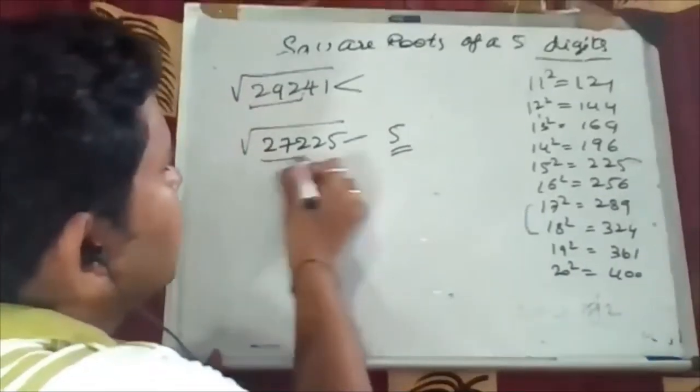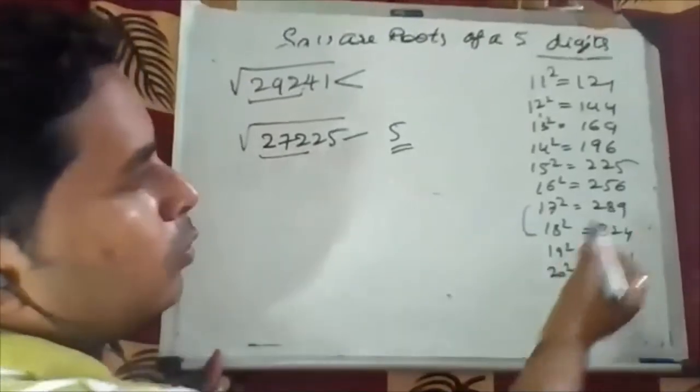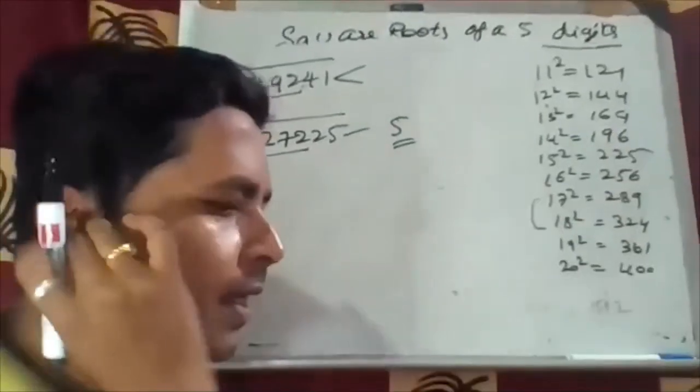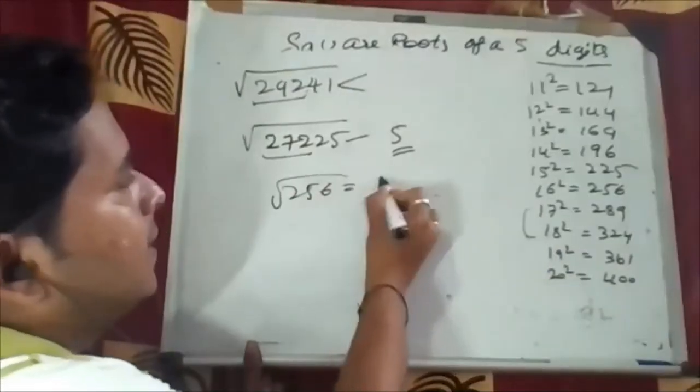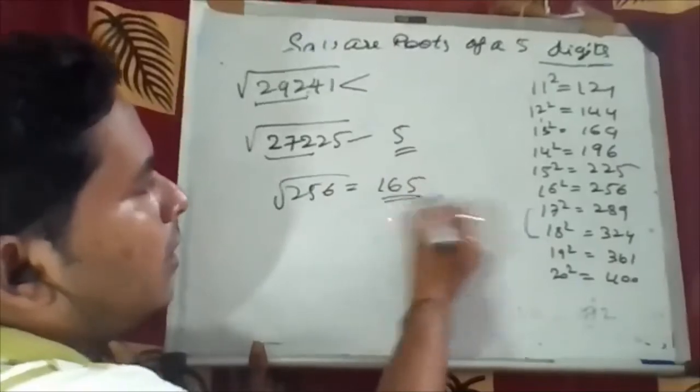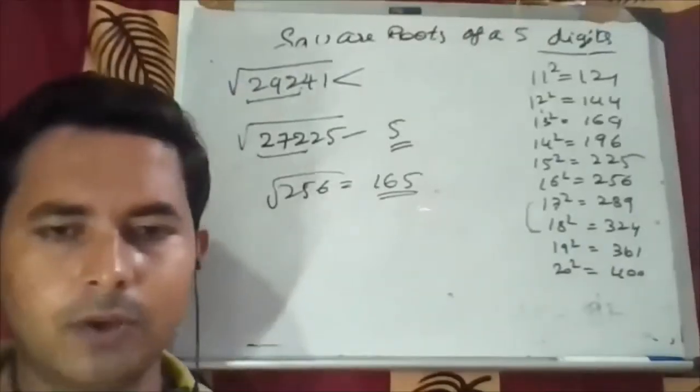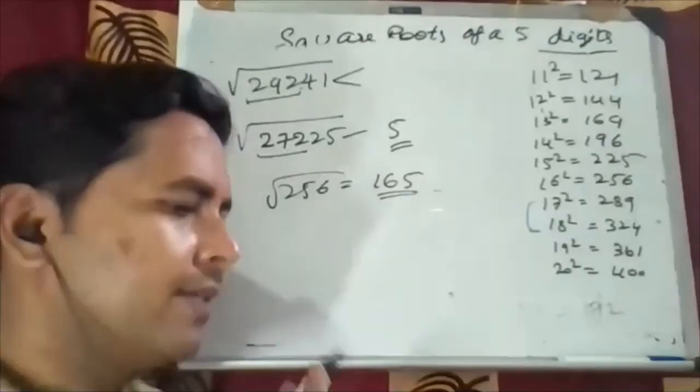So 270 is near to what number? 256. Okay, so what is the square root of 256? It is 16. So just add 16. So it is easy if the number ends with a 5. Okay, so take one more example.